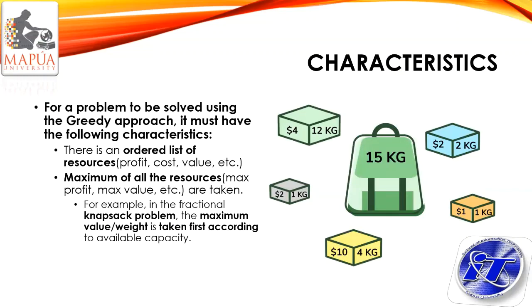Okay, so what are the characteristics where a greedy algorithm could be implemented? First, there should be an ordered list. We have a list of values. It could be profit, it could be cost, it could be value. Based on this example, we have a list of costs based on weight. So we could organize it based on its weight or based on its cost. One algorithm under greedy is the knapsack problem, wherein it gets the maximum value or weight first, and then organizes it from largest to smallest.